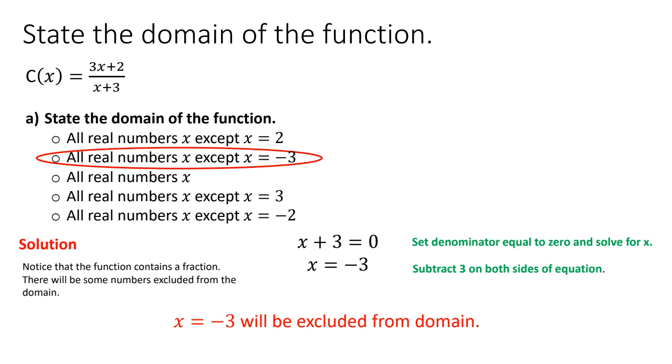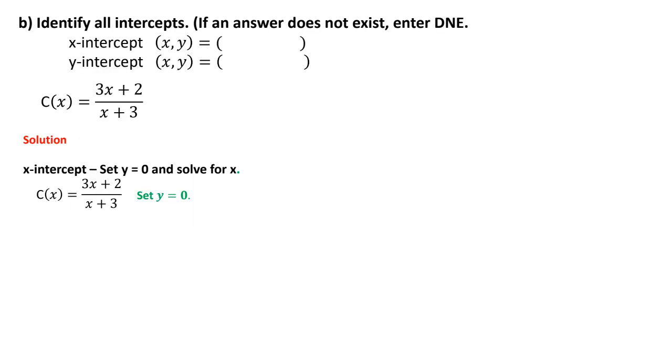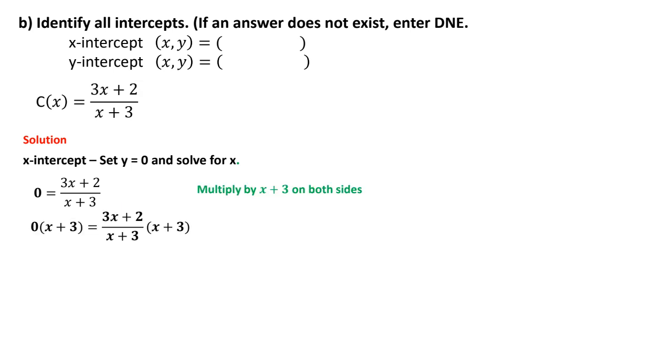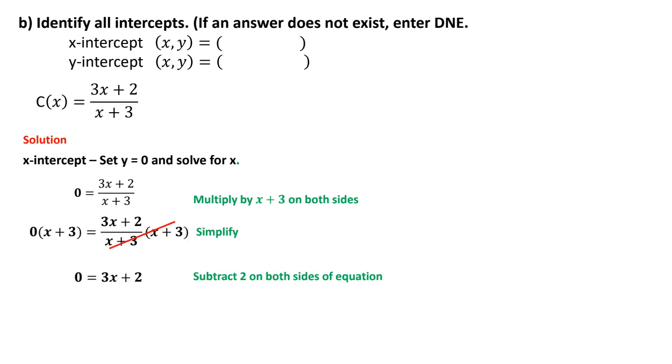Okay. All right, so then we move to our intercepts. Again, let's find our x-intercept. To find our x-intercept, we set y equal to 0. So to solve for x, we're going to multiply both sides by x + 3. And when we do that, on the left side, we get 0. The (x + 3) divided by (x + 3) becomes 1. And 1 times 3x + 2 is just 3x + 2.